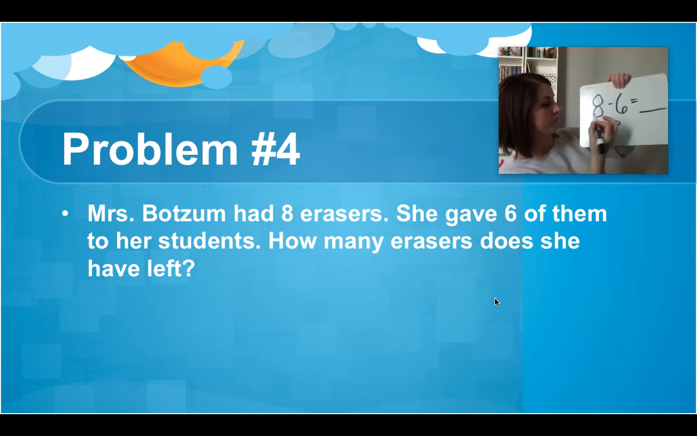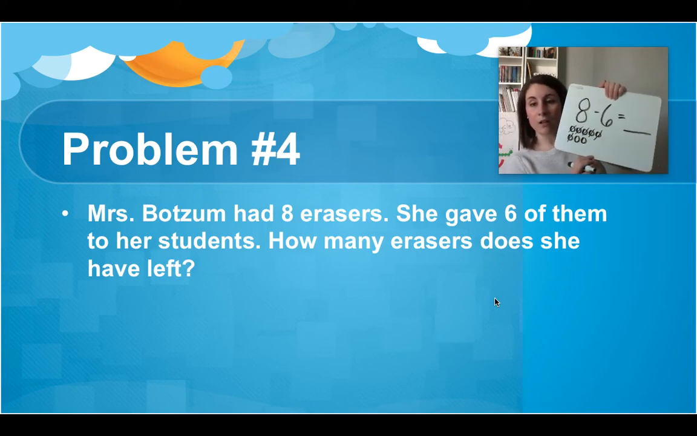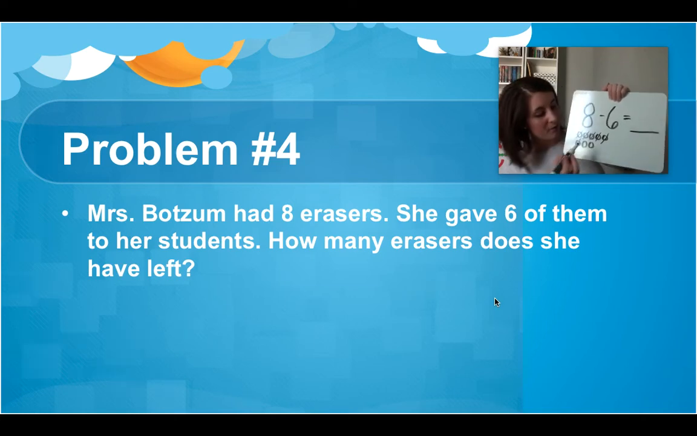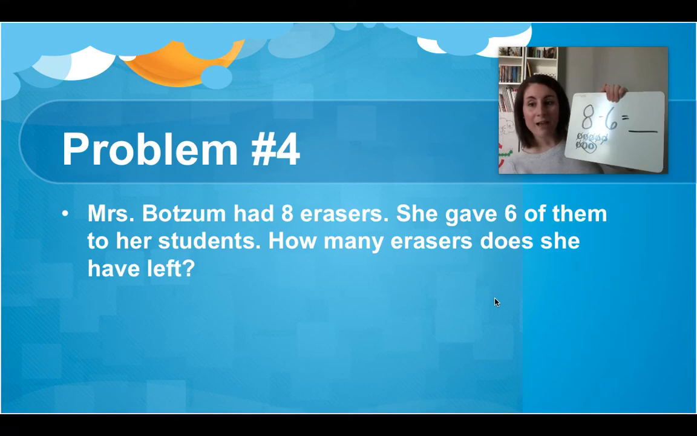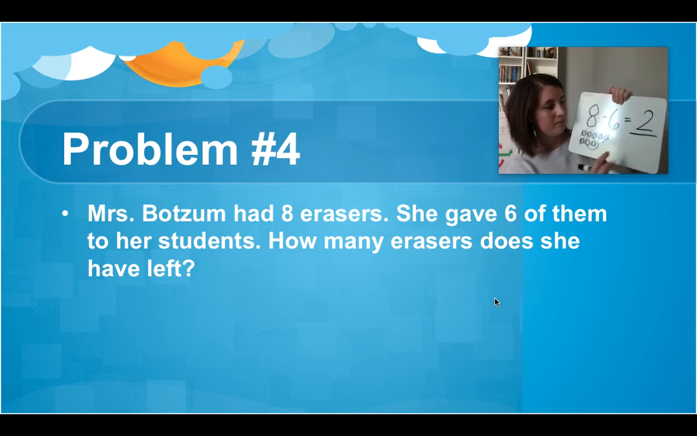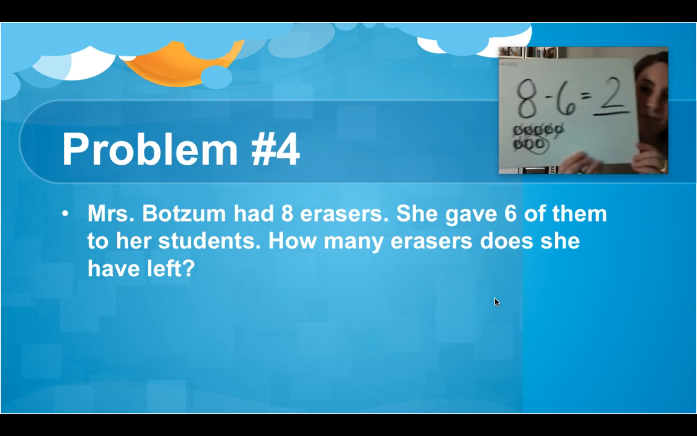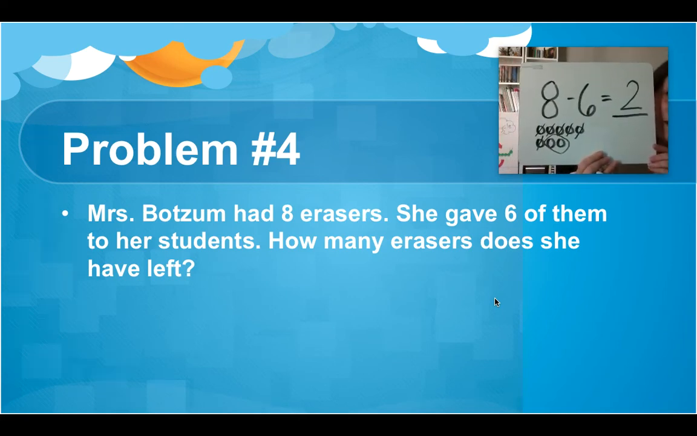Let's do it together. Count with me. 1, 2, 3, 4, 5, 6. Now, take a look. How many do I have left over in my group? Right, 2. Just 2 left, right? They're the only ones without the crossing on them. So that's my answer too. Goes right up on the line. 8 minus 6 equals 2. Check your work, make sure it looks like mine.